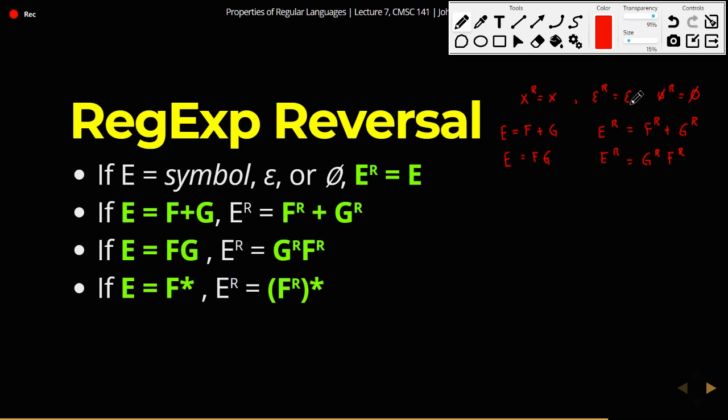And finally, for the closure, if it's, for example, F star, the reversal of this expression would just be take the reversal of F first, and then take the star. Okay, so those are the rules for reversing a regular expression.